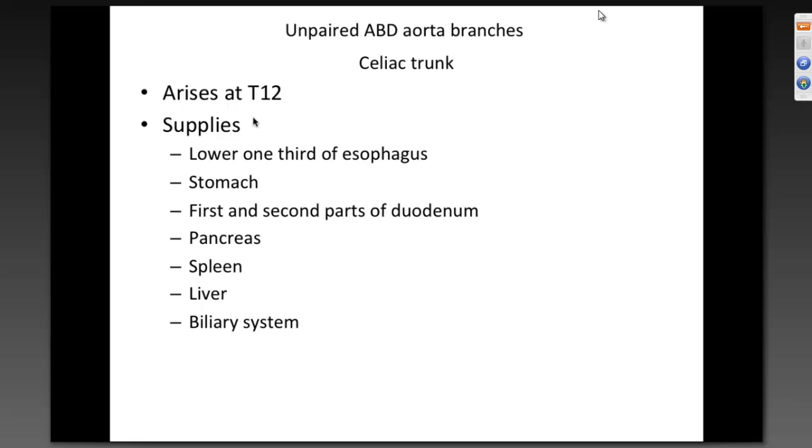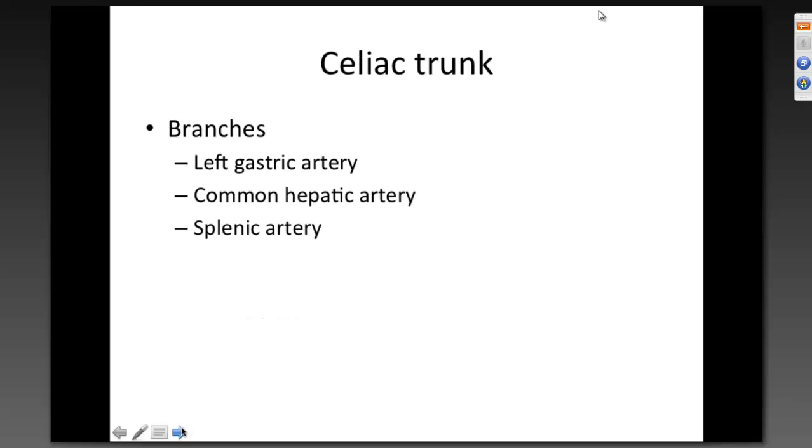There's like this little, it looks like a little Y that's stuck on the abdominal aorta. I'll show you a nice pretty picture in a few minutes. So the job of the celiac trunk is, one, it supplies the lower one-third of the esophagus. It perfuses the stomach, first and second parts of the duodenum, pancreas, spleen, liver, and the biliary system, right? Got a lot of jobs to do. We're going to break those down and look at some of them individually, okay?